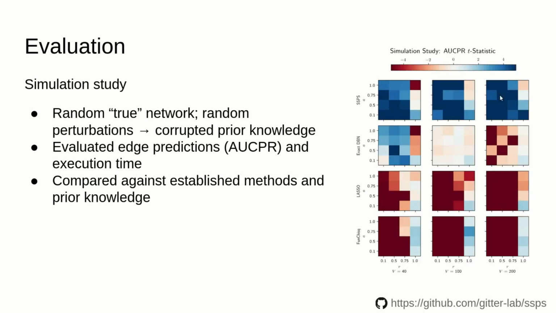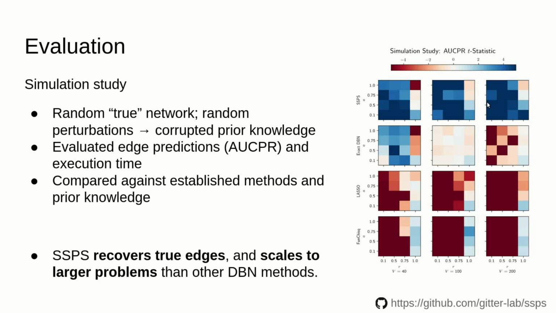The results are summarized in these heat maps. Long story short, this top row are SSPS's results. The other rows are for other methods. Blue is good, red is bad. SSPS got a lot of blue. And so that's good news for SSPS. The takeaway here is that SSPS did a good job of recovering true edges, and it scaled to larger problems than the most closely related DBN-based methods. So that was the simulation study.